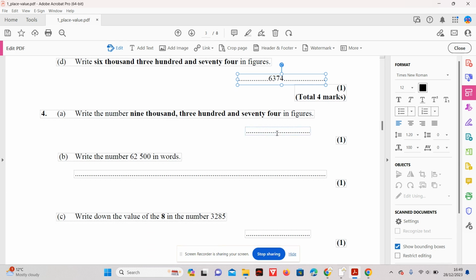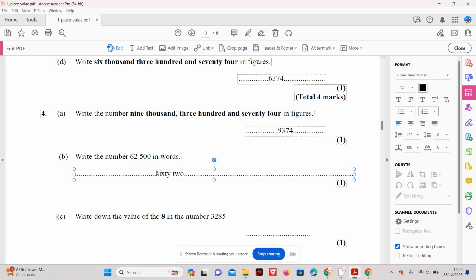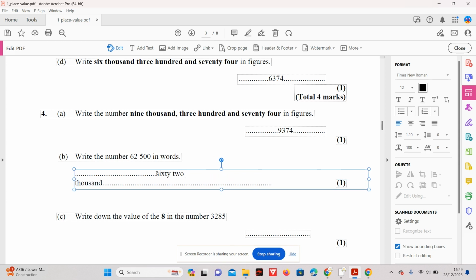And then this one's a very similar question. Write the number 9,374 in figures. So we've got 9,000s, 300s, 7 10s, and 4 1s. 9,374. This one, we've got to write this number in words. So if we say the number to ourselves, we've got 62,500. So we've got 62,000, and then it's 500. Pretty easy, not really much to do regarding that one. So let's move on to our next one.